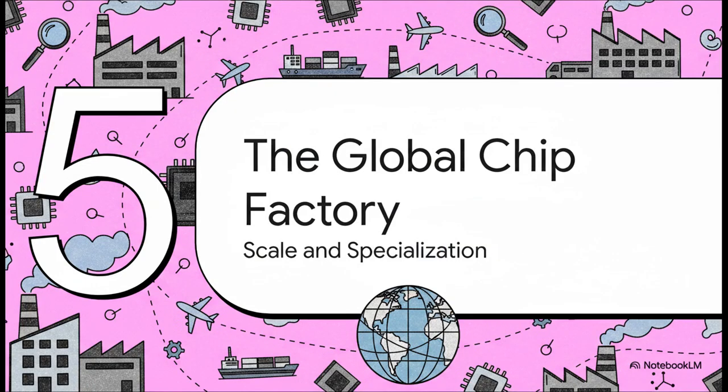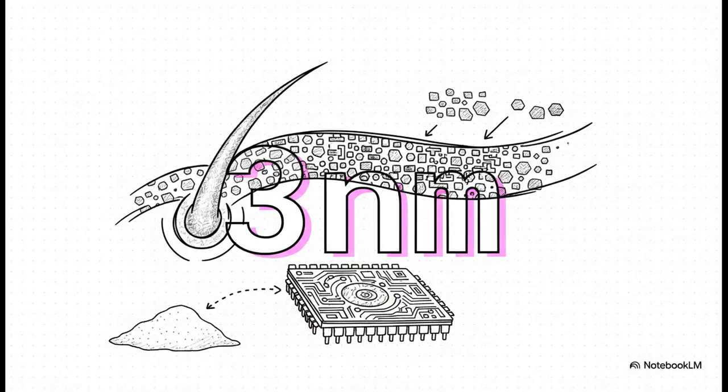So let's zoom out for a second. This whole thing doesn't just happen in one factory. It's a massive global ecosystem that is built on mind-blowing scale, precision, and a whole lot of specialization. Just to give you a sense of the scale we're talking about, look at this. The most advanced transistors today are just 3 nanometers wide. To put that in perspective, a single human hair is about 70,000 nanometers thick. You could fit more than 20,000 of these transistors across the width of one hair. The level of precision is truly staggering.